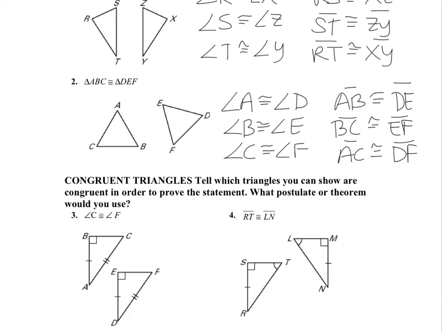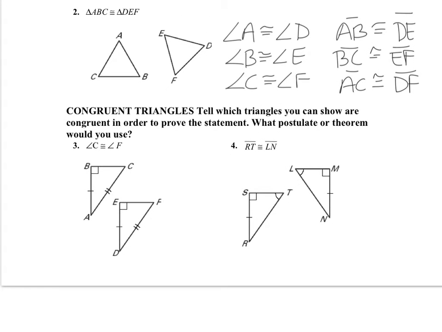Okay, so again, you have to have the congruent triangles first, then you can say corresponding parts are congruent, and in a proof we're going to say corresponding parts of congruent triangles are congruent. It's called CPCTC.